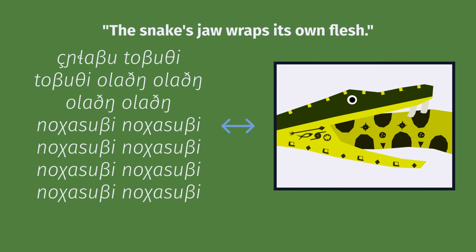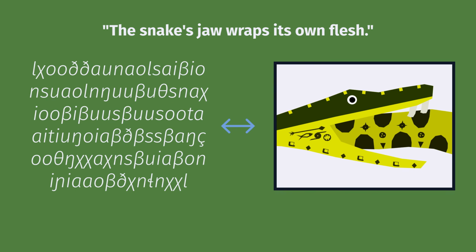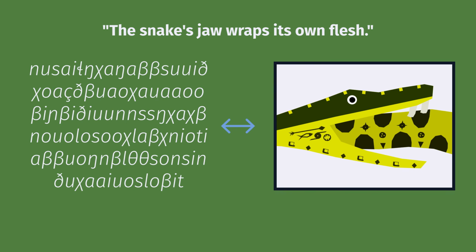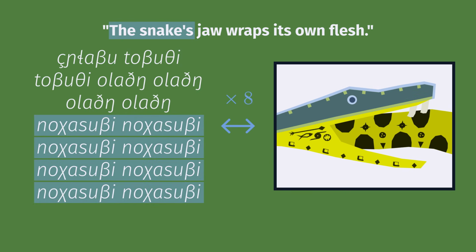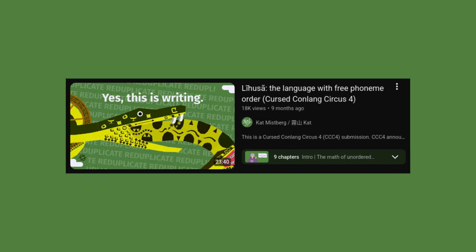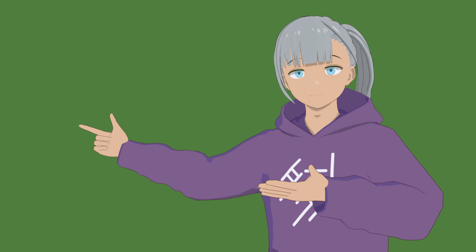Lĩhusã developed a pictographic, nonlinear writing system as a result of its most salient feature. The phonemes of each sentence can be ordered in any way you like without changing the meaning of the sentence. This is achieved by replacing word order with reduplication. You say the first word in a sentence once, the second word twice, the third word 4 times, the fourth word 8 times, etc. To learn more about the language and the Xiao people that speak it, you can watch my CCC4 submission video. Now onto me trying to translate the text into Lĩhusã.